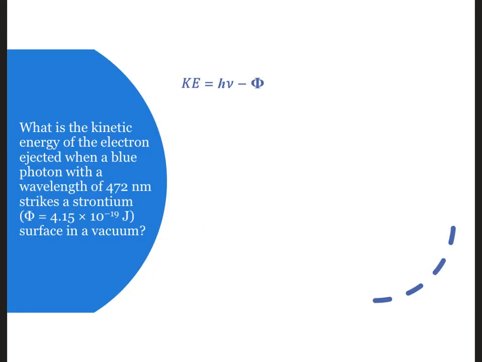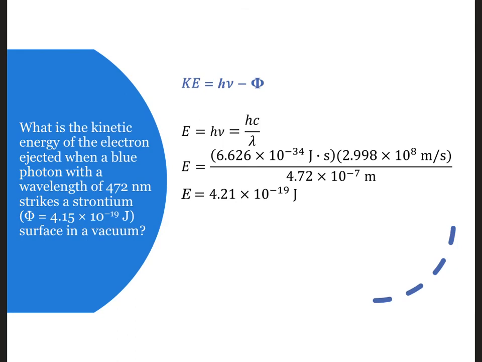We're asked to calculate the kinetic energy of an electron that is ejected when one blue photon with a wavelength of 472 nanometers strikes a strontium metal surface in a vacuum. To make this work, we need to decide how to apply the equations we've learned so far. We know that we need the kinetic energy equation, but how do we go from wavelength to frequency? Since we need h times nu to plug into our kinetic energy equation, we can use the relationship E equals h times nu, which is also equal to Planck's constant times c over lambda, and knock this out in one big calculation step.